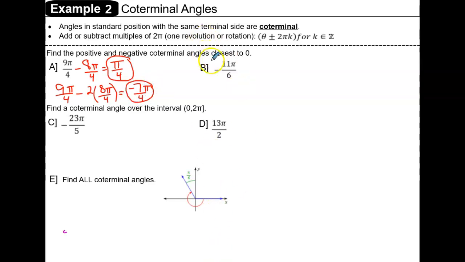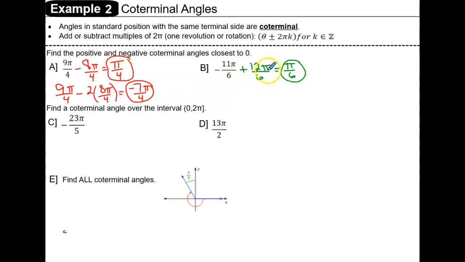Okay, in problem B, we're going to double the denominator. That's 12 pi over 6. And since my original angle is negative 11 pi over 6, I'm going to add one revolution around the circle to get to a positive coterminal angle. So I'm going counterclockwise since I'm adding. And negative 11 pi over 6 plus 12 pi over 6 is positive pi over 6. So there is my positive coterminal angle closest to 0 with respect to the given angle.